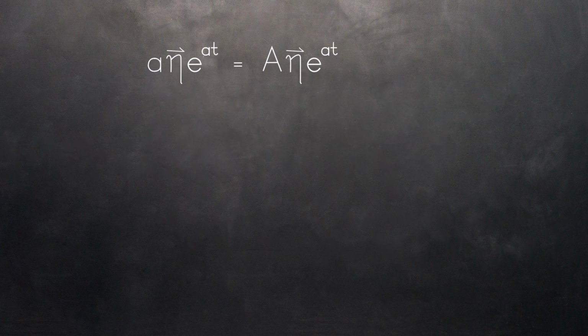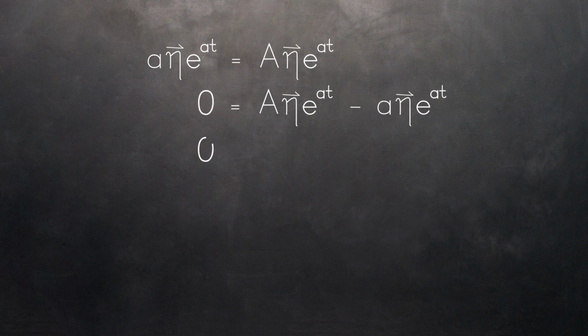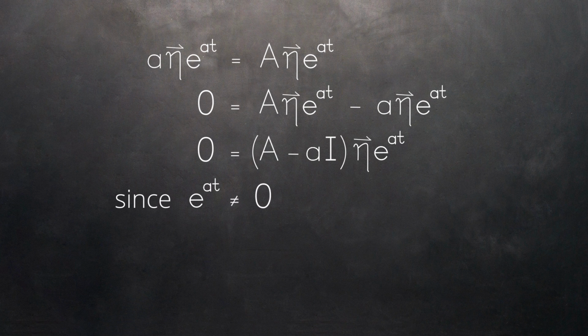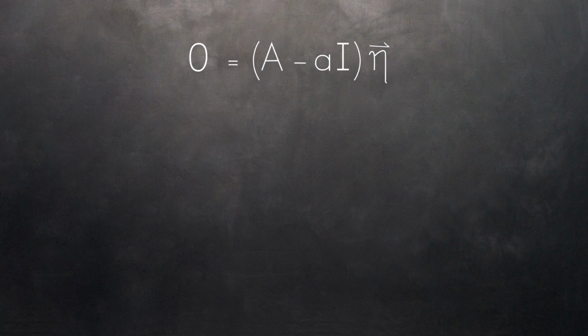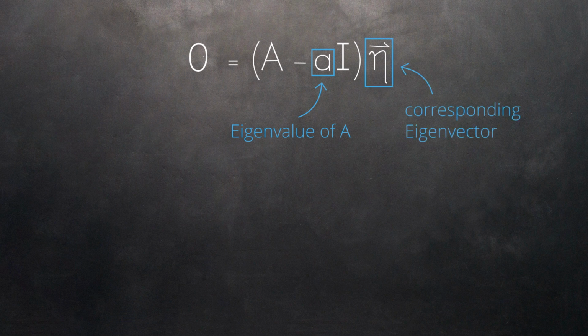We'll move everything over to one side and factor out eta times e to the at on the right. Since exponentials are never zero, we can drop the e to the power of at since it won't contribute to the right-hand side product being zero. And we're left with an eigenvalue problem that we can solve, where little a is an eigenvalue of the matrix big A and eta is the corresponding eigenvector.